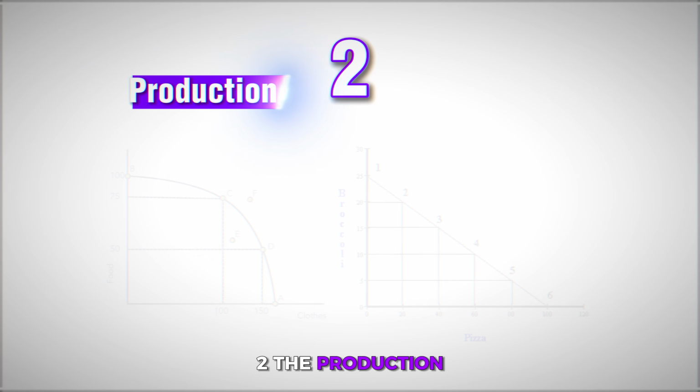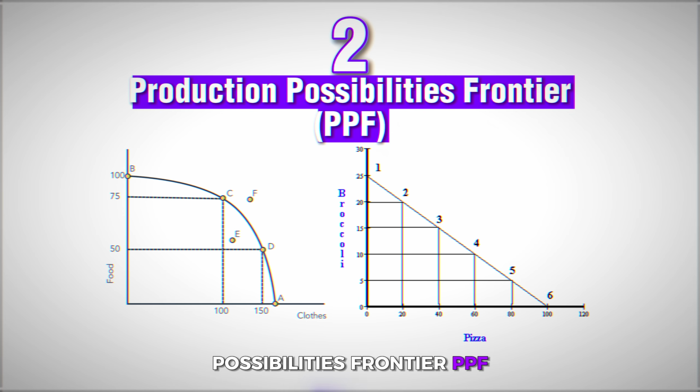2. The production possibilities frontier, PPF. The PPF is a concept in economics that shows the combinations of two goods an economy can produce given available resources and technology. Usually represented as a graph, any point on the curve represents an efficient allocation of resources. Points inside the curve are inefficient, resources are underused. Points outside the curve are currently unattainable.